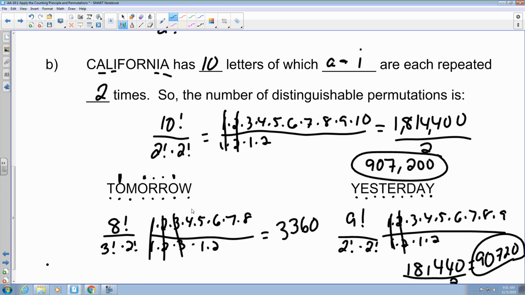Okay, so that is the number of distinguishable permutations for those ones. And that is how we apply the counting principle and permutations. Hope this helps.